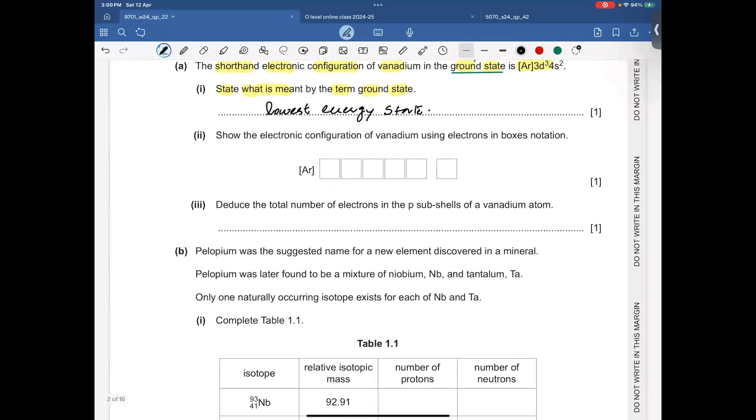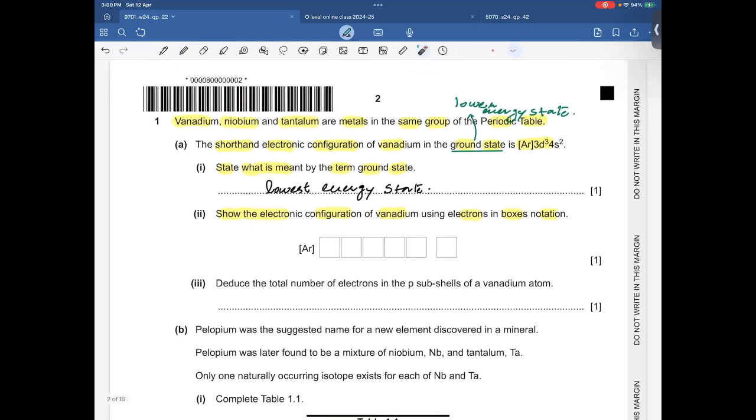All right. Show the electronic configuration of vanadium using electrons in boxes notation, which means the examiner is looking for the spin configuration for vanadium. So first of all, vanadium has in total how many electrons? 18 and 2 is 20, 20 plus 3 is 23. So we need to arrange these electrons in terms of spin configuration. That's an easy task. 4s contains 2 electrons, so these 2 electrons can be represented by such spins, right? And 3d contains 3, so we fill them singly. All right. So that's the electronic configuration in the boxes.